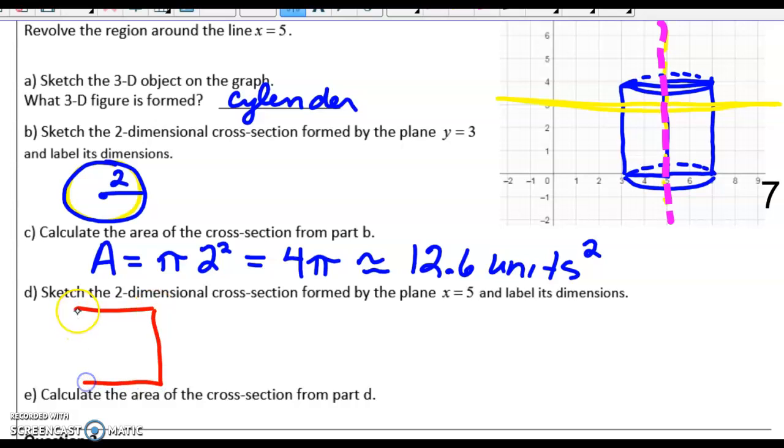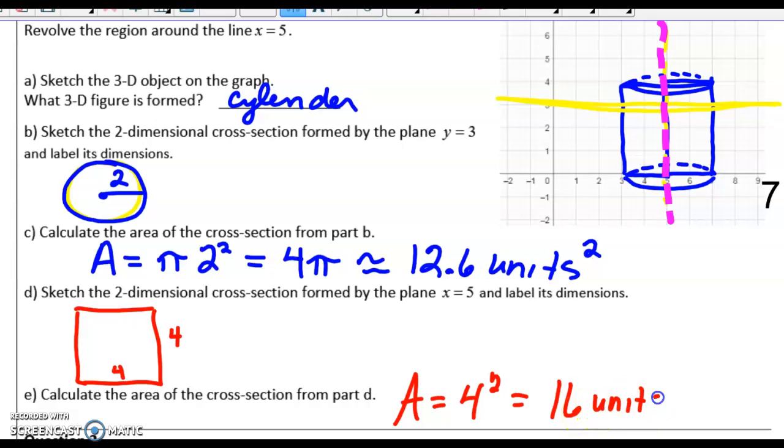So I think this is a square when I count. 1, 2, 3, 4 for this dimension. 1, 2, 3, 4 for this. So this is actually a square. If we wanted to find the area, that's always going to be just side times side, or side squared. So that would be 16 units squared.